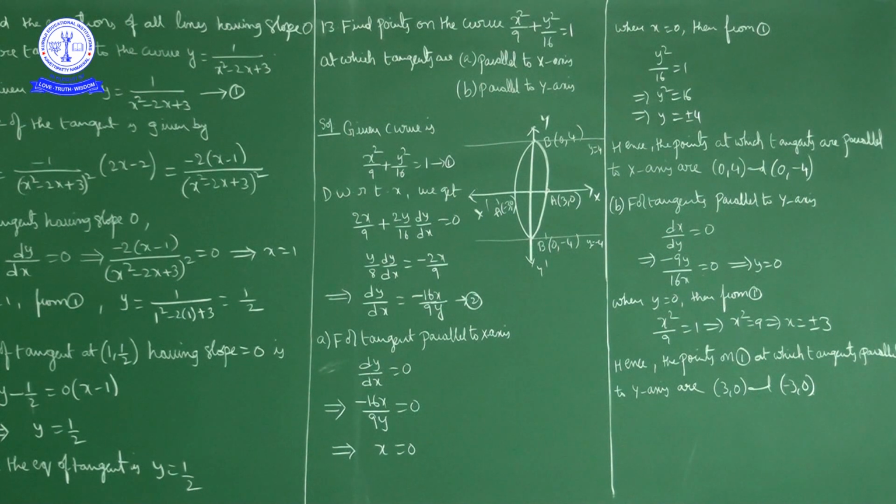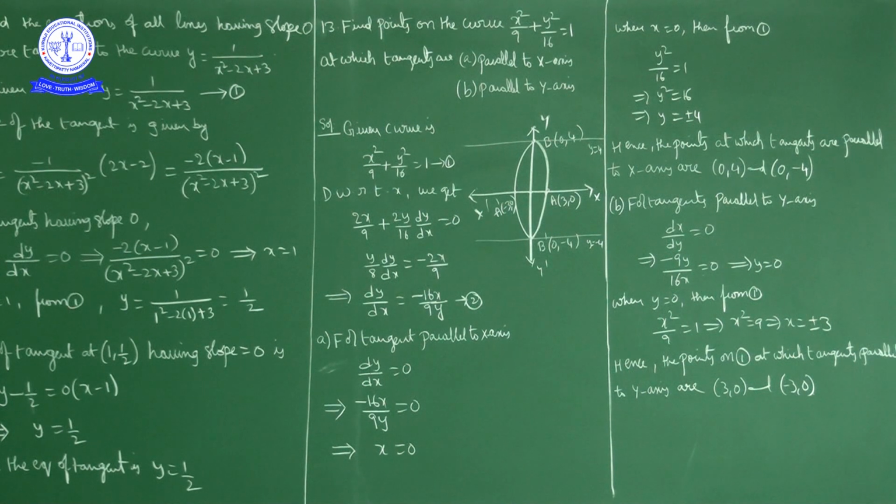Okay. When x is equal to 0, substitute x equal to 0 in the given equation. Given equation 1, when x is equal to 0, the x part becomes 0. So, what we have, y squared by 16 is equal to 1, so y squared is equal to 16. Now, y squared is equal to 16 means y is equal to plus or minus 4. Hence, the points at which tangents are parallel to x-axis are (0, 4) and (0, minus 4).